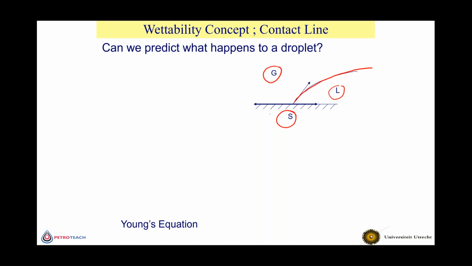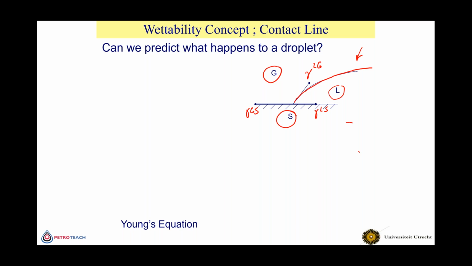Now, we said what happens to this liquid depends on these three phases. It actually depends on the interfacial energy or the interfacial tension of these three. And those are shown here. As you remember, interfacial tension is force per unit length. That is shown here. This is gamma liquid-gas. This is gamma liquid-solid. And this is gamma gas-solid. So it depends on the value of these.